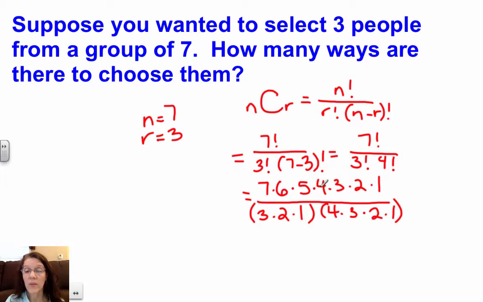What do you see here? We have a 4 times 3 times 2 times 1 in the numerator and a 4 times 3 times 2 times 1 in the denominator. I can cancel those because those numbers are going to be exactly the same.